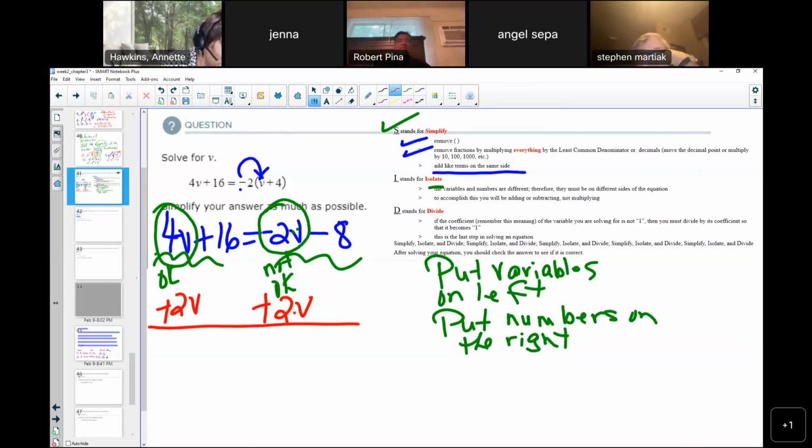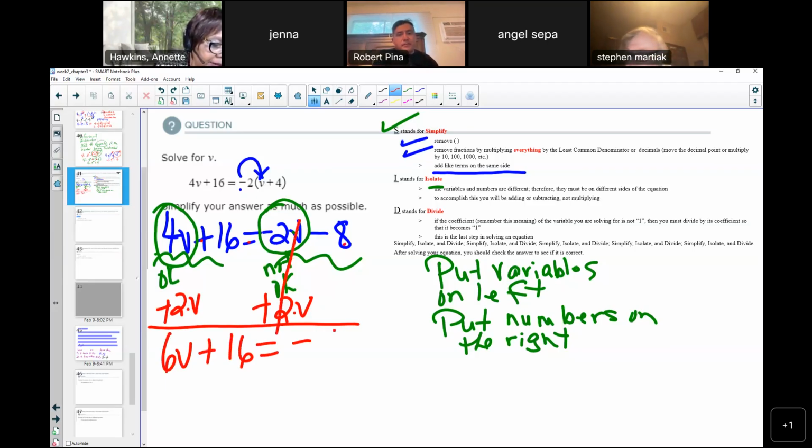Once I do this, I need to see what I have. 4v and 2v is 6v. This is a plus 16, and then equal. Now these cancel, and then this is -8. Okay? All right, now I need to put the numbers on the right-hand side, okay?